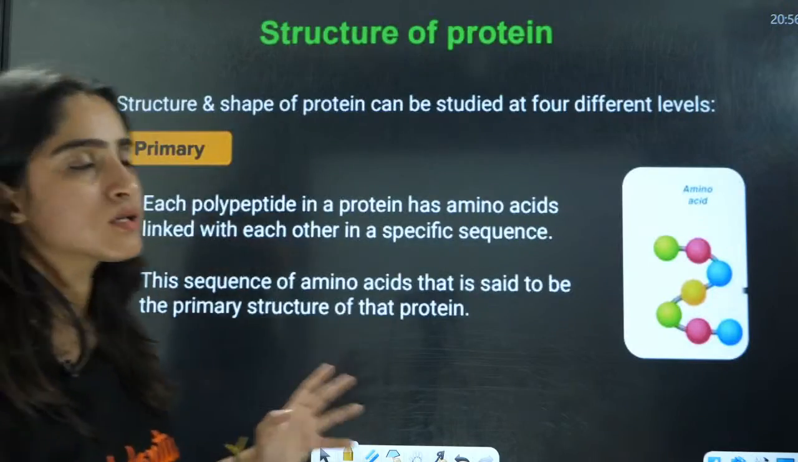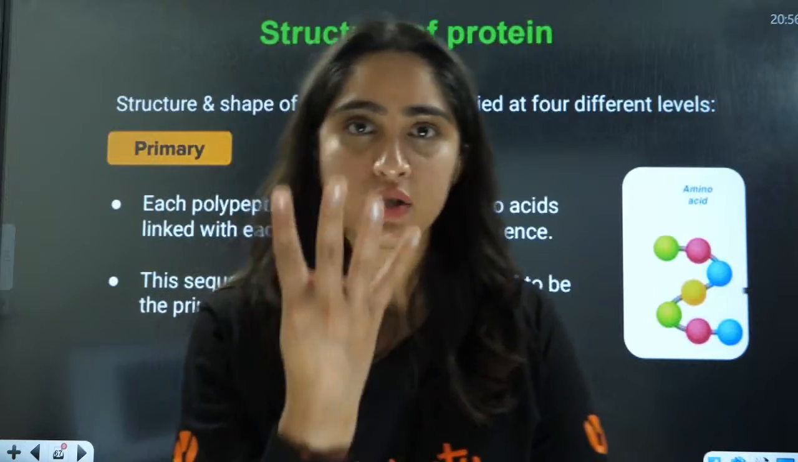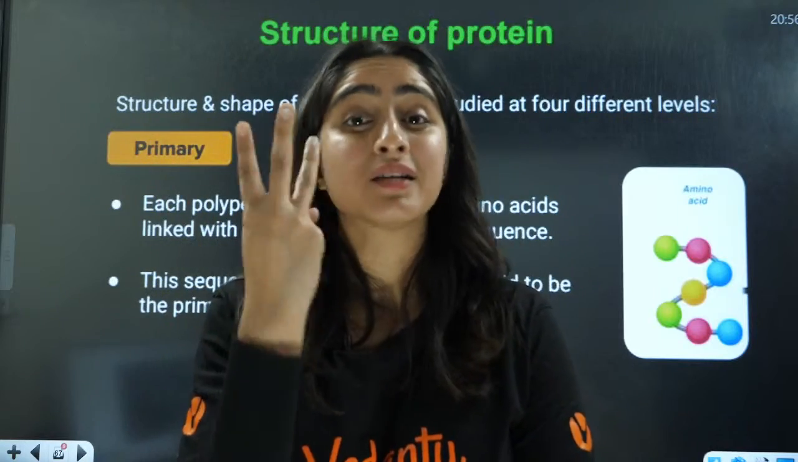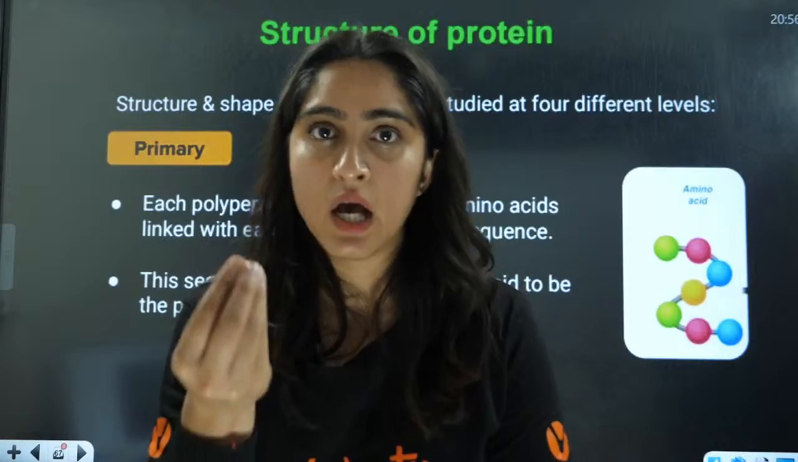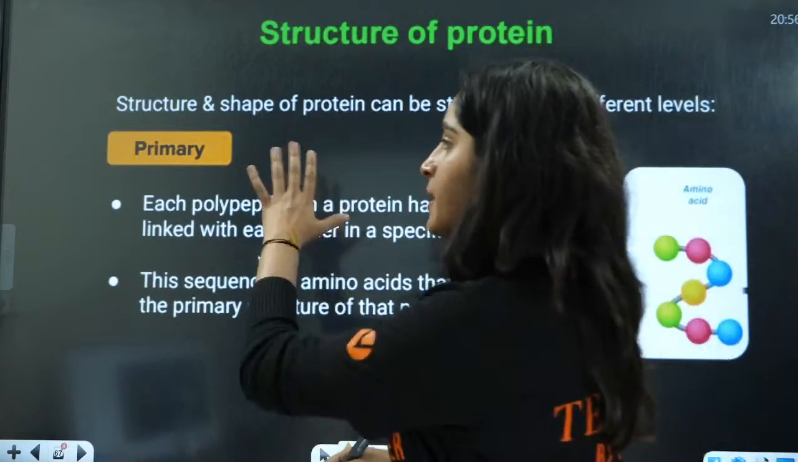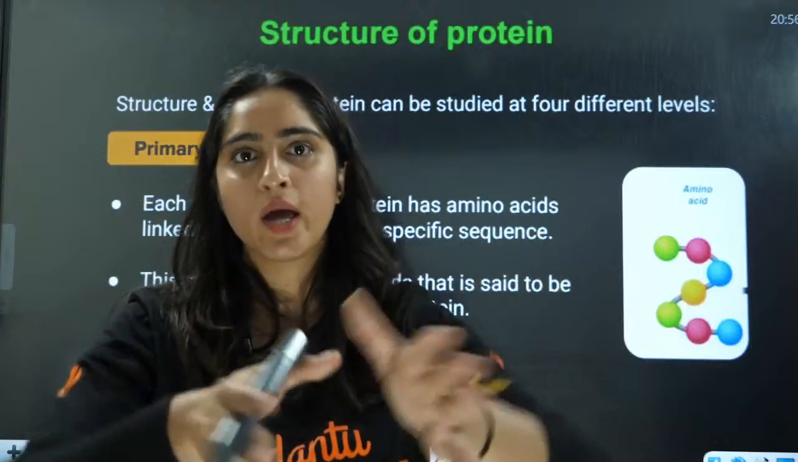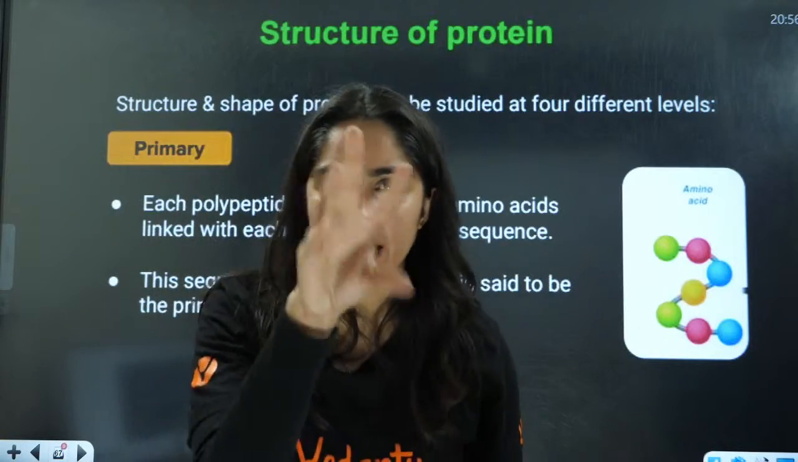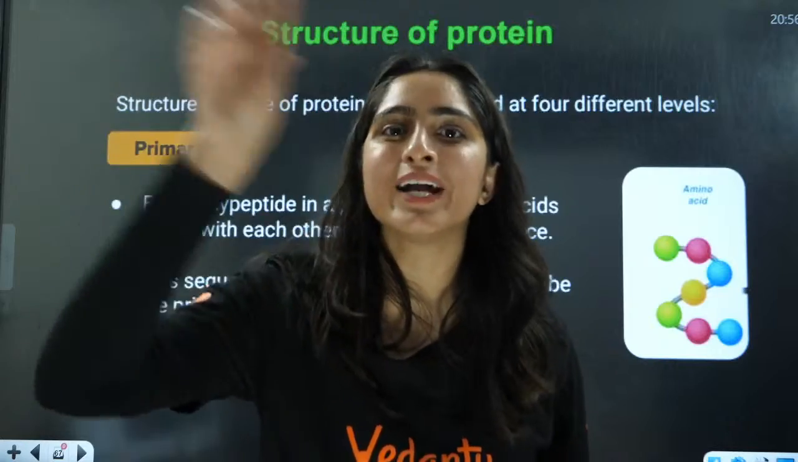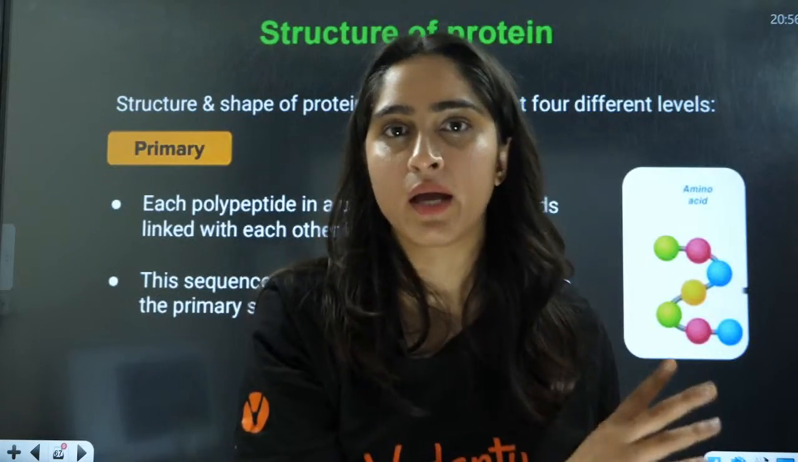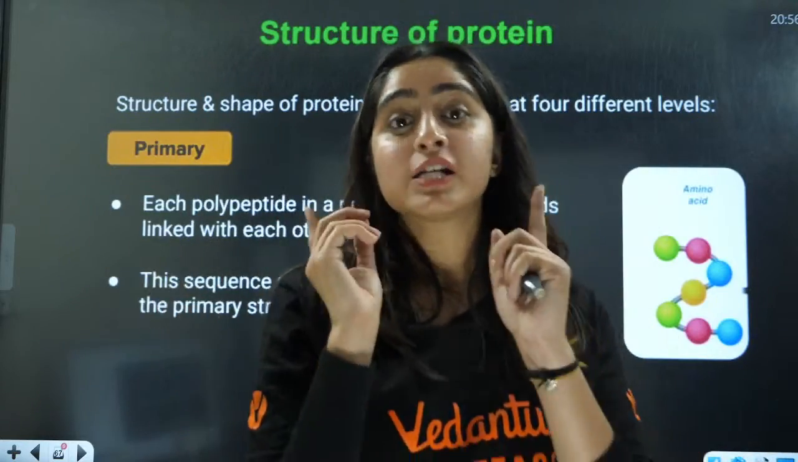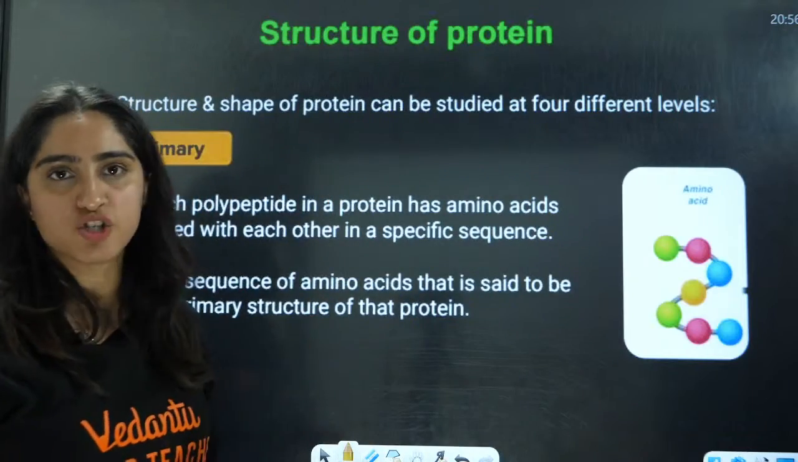Next is the structure of protein. There are basically three structures: primary, secondary, tertiary. The complexity is increasing here. It is like you are zooming out, like zooming out of the universe. This is the same thing. Firstly, you will see the primary structure.